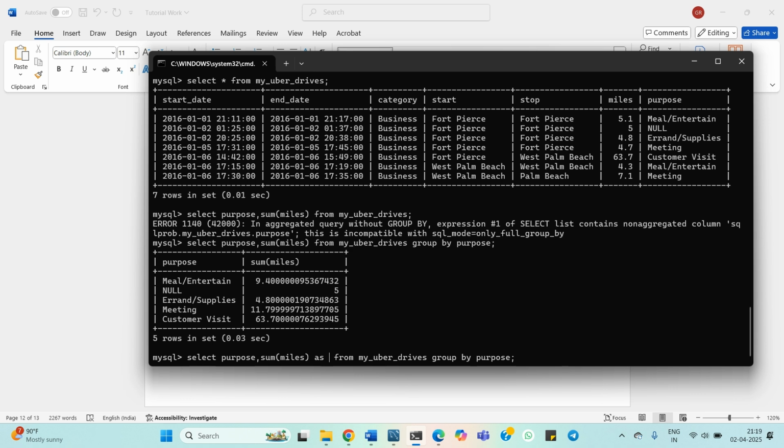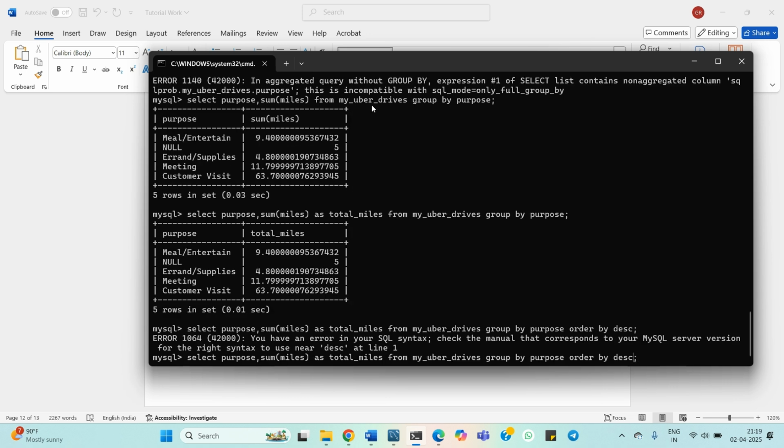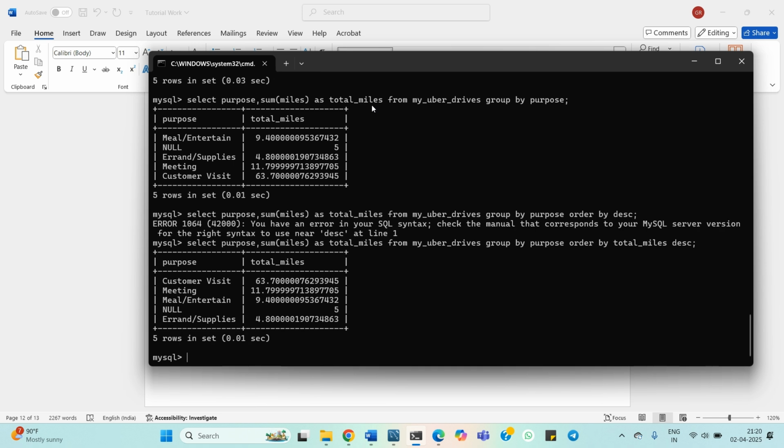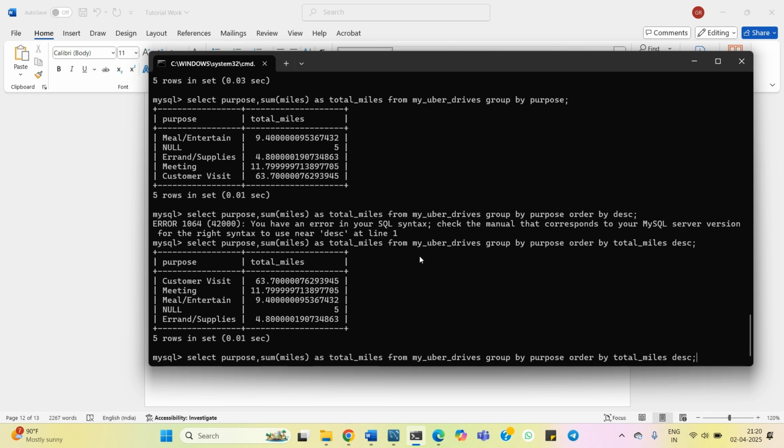So what we have to do is alias this as total miles, and order it by total miles DESC. Now you can see we have got the purpose categories and their total mileages. In the question, the problem statement is you are asked to find business purposes that generate the most miles driven for passengers, that is Uber for their business transportation. So for mileage, we have to find it for business purposes.